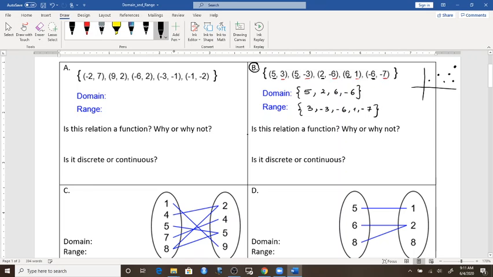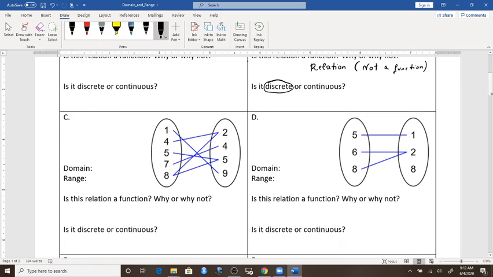Now the second question: is this relation a function? In order to be a function, each input needs to match with exactly one output. But notice how 5 is repeating, which means that the same input, 5, is going to two different outputs. 5 is going to 3, 5 is going to negative 3. So this is not a function, this is instead just a relation. Is this discrete or continuous? We already said that it's discrete.